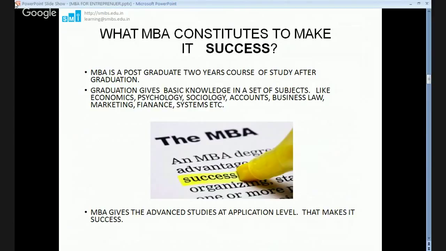So, why? You have to make decisions. You have to understand things like economics, psychology, sociology, accounts, business law, marketing, finance, etc. You find the application of these disciplines will make you more successful. It strengthens. MBA gives advanced studies at the application level that makes it a success.